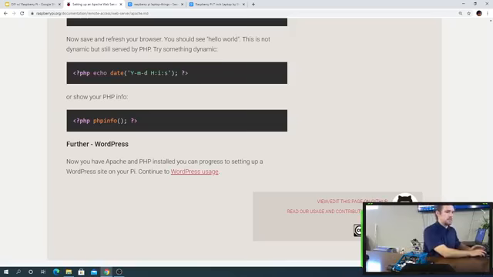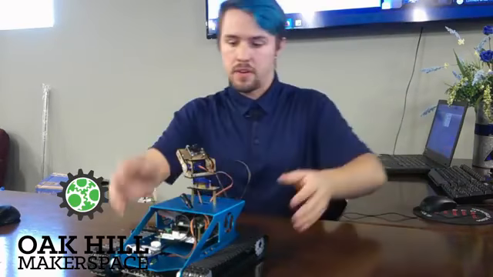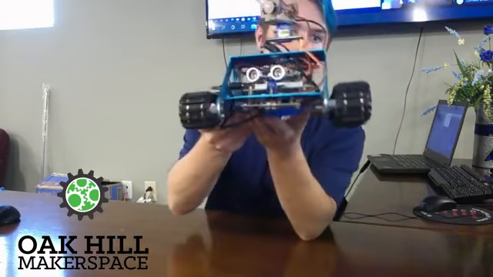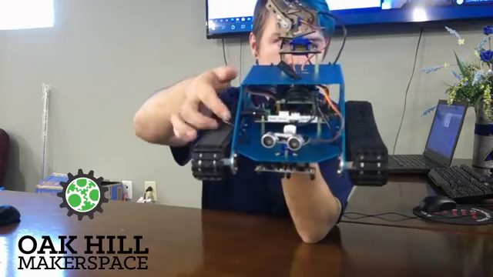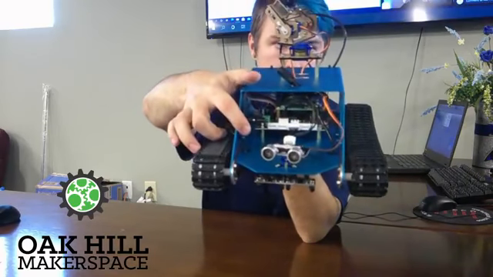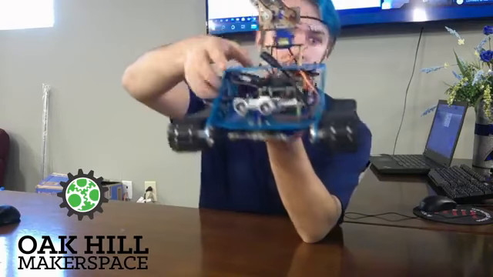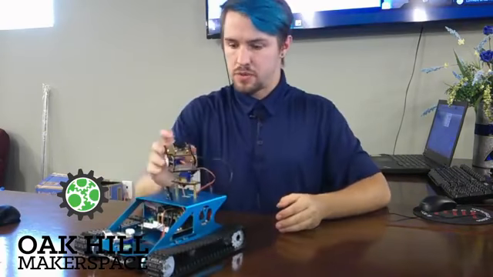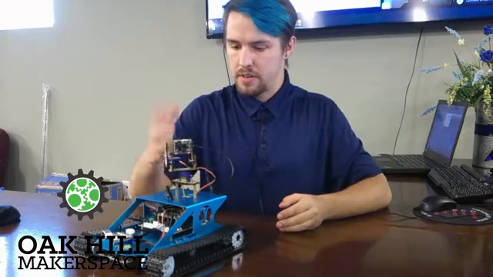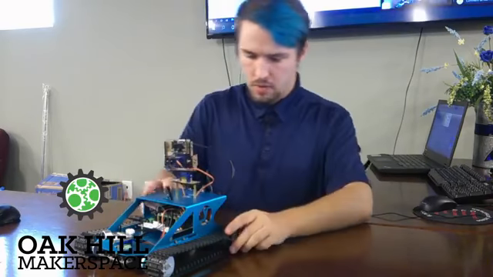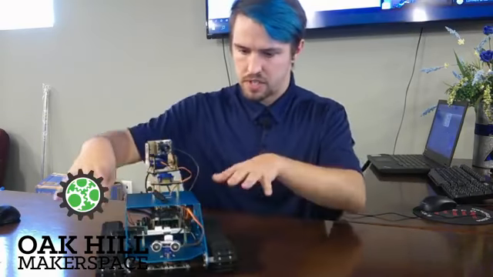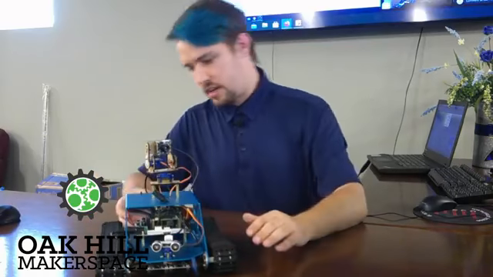Actually, hold on, I can do better than this. Let's go back to the other view. There we go. Right. So here we have our Yahboom board right there, and on top of it, that green board that you see is a Raspberry Pi board. The Raspberry Pi controls the camera on top here and all of the motors connected to it, whereas the main board controls the motors, the IR sensor, and I think there's a Bluetooth chip on here as well.